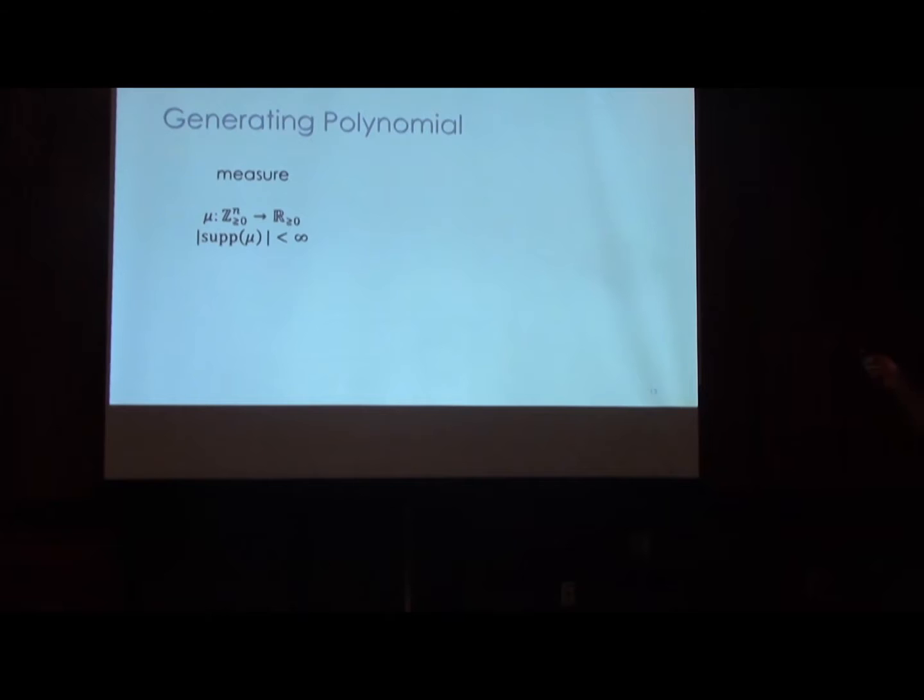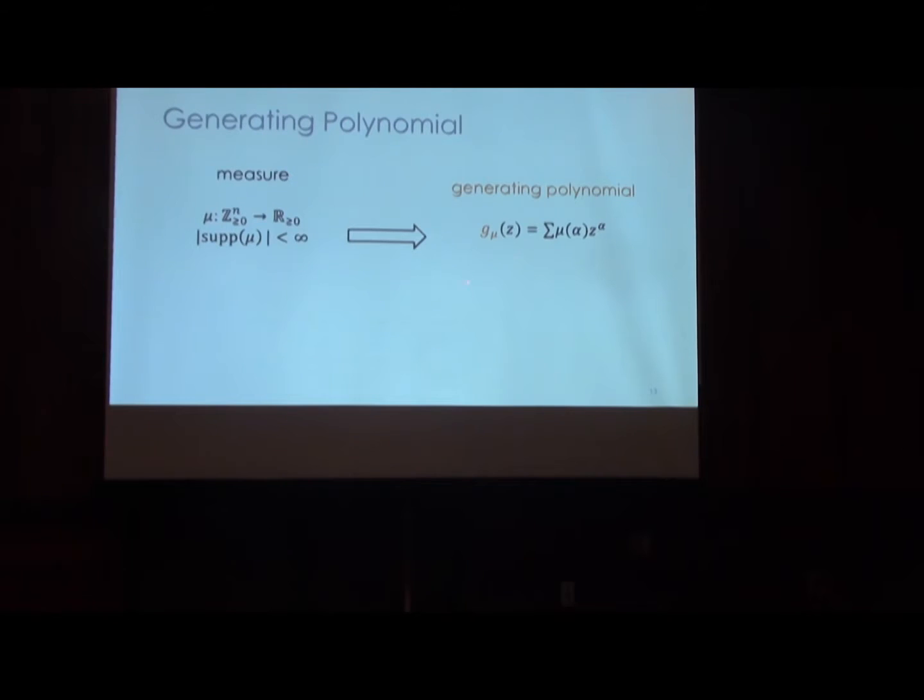So first I have to define generating polynomial. Let's say that we have a measure, so a function that assigns to integer vectors with non-negative components, let's say, positive real numbers, or non-negative real numbers. Okay? And let's say that for now we are dealing with measures whose support is finite. So you can think of these as point processes if you want.